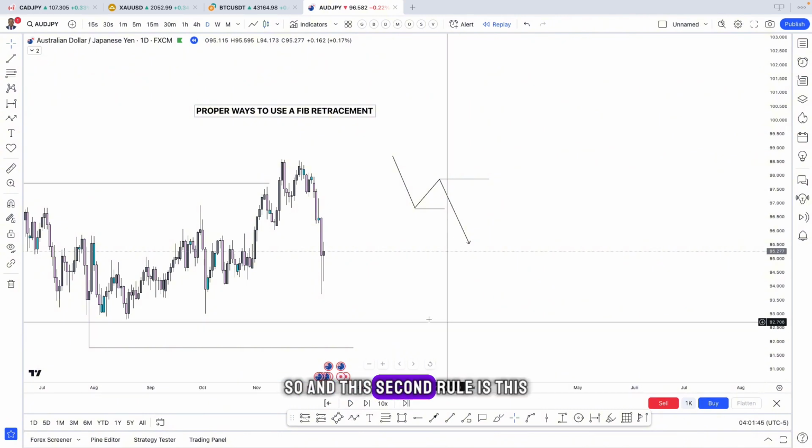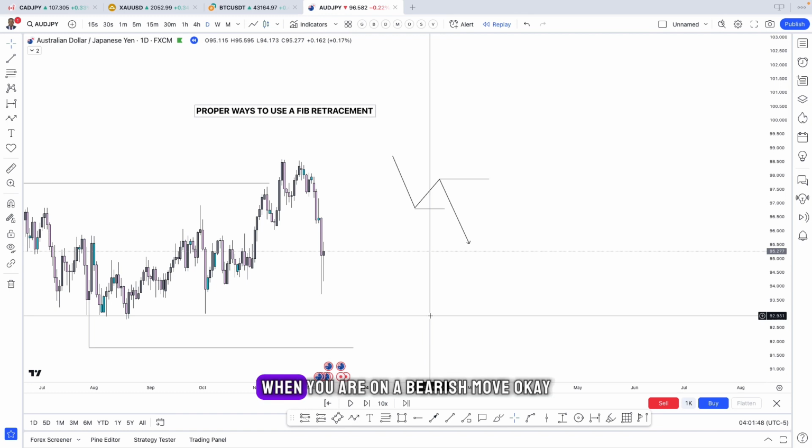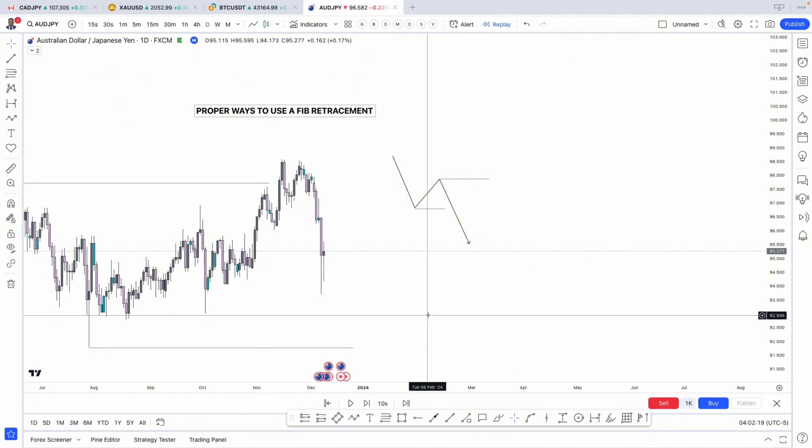So, the second rule is this: when you are on a bearish move, you always pay attention to the internal highs when they are formed, because these internal highs are reversal points. So when the market comes back to your internal highs and pulls them off, this is a sign that the market is about to reverse. Then you have your low or your highs in place.